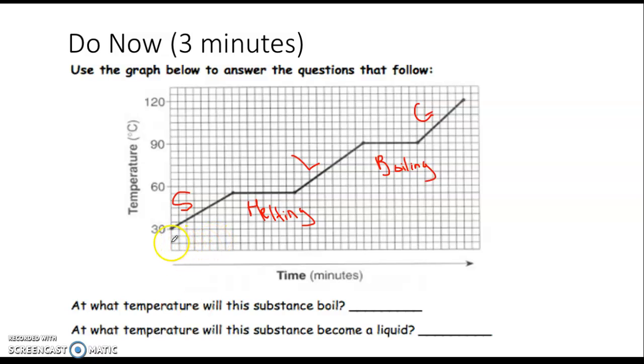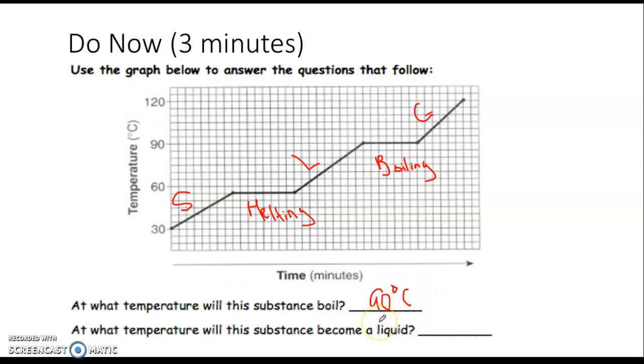So I know boiling happens at this line segment here. So I'm going to take this line segment and go all the way to my left. And I notice that that's happening at 90 degrees Celsius. So at what temperature is the substance boiling? It's going to be at 90 degrees Celsius.